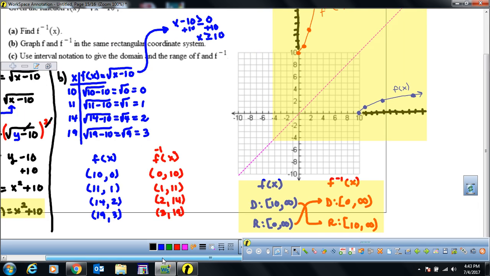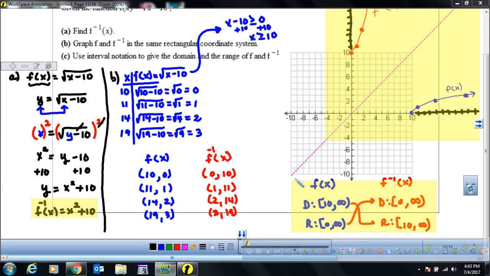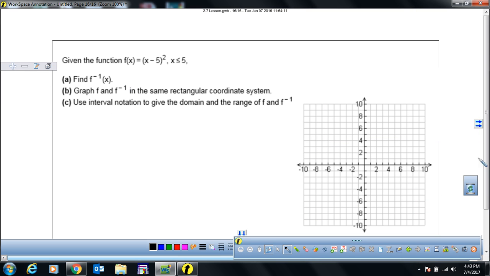We're going to answer one more question about finding the inverse, graphing both the function and its inverse, and giving the domain and the range. Last question is going to be this.